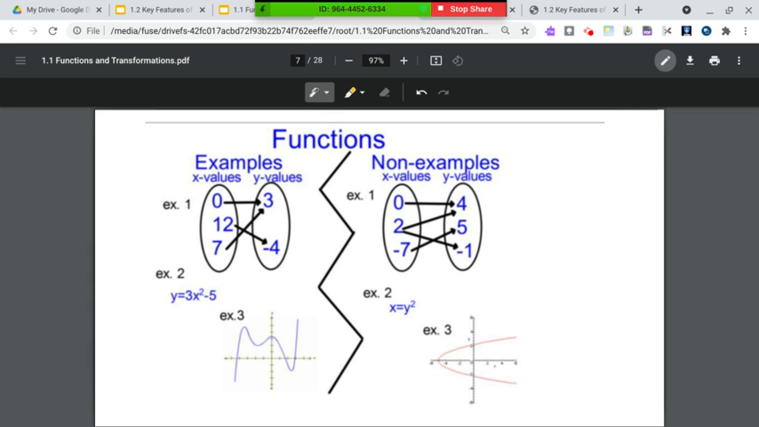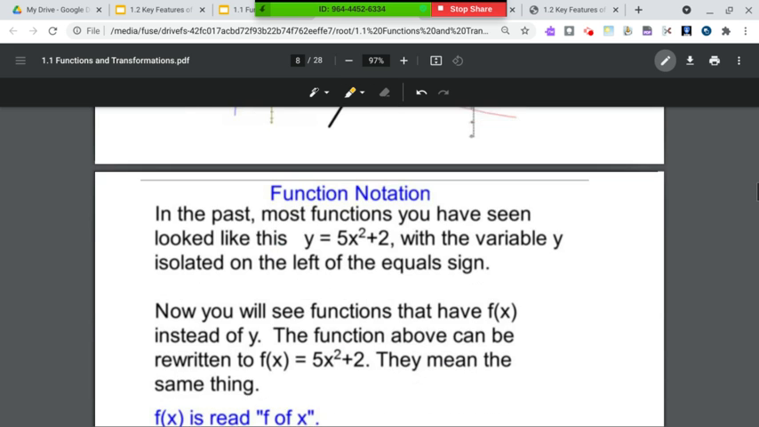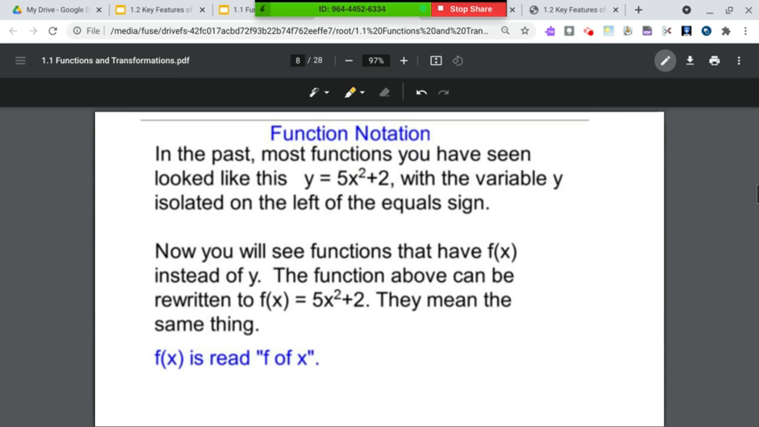But then on the non-example, do you see how you have two arrows going from the 2? That indicates that the 2 repeats, so that's not a function. A function, remember, has to pass the vertical line test. Do you remember that? Okay, perfect. I won't spend a bunch of time here. Tell me if you're okay if I go on. Yeah, I'm okay.